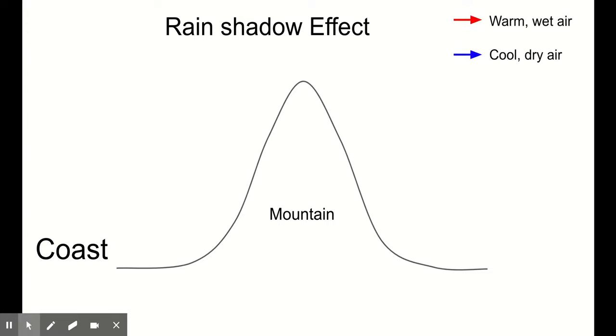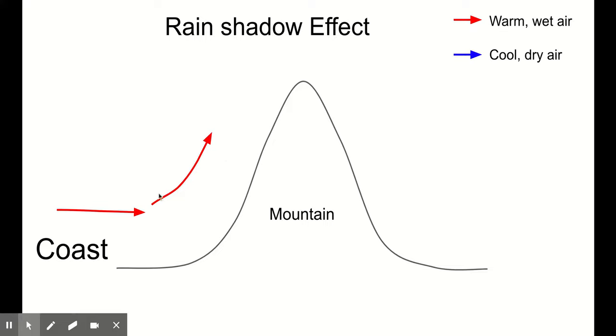Here are my two colors that I'm going to use. Same deal, red for warm, wet air, blue for cool, dry air. Get your colors ready, make your key. When air blows in from the coast, it's just been traveling over all of this water. That water vapor was evaporating into this air. This air is full of water vapor, and it may not be particularly warm, but what we care about is how wet this air is. As it blows in from the coast, it's going to approach the mountain. What's going to happen when it hits this giant mountain? Can't go through the mountain. It's going to be forced up.